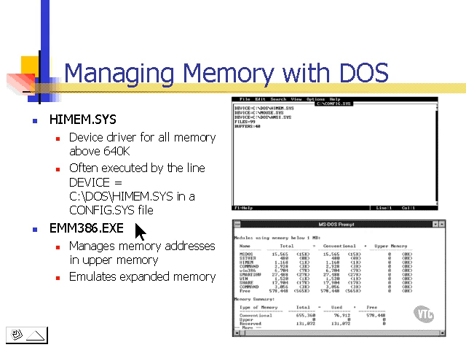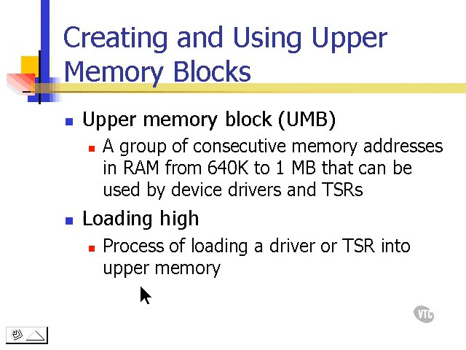emm386.exe is another file. It manages memory addresses in upper memory and also can be used to emulate expanded memory. So we have to free up some special memory spaces. This is called the upper memory block. The upper memory block is a group of consecutive memory addresses in RAM from the 640K to the 1 megabyte area. In other words, the upper memory area, but not the entire 384K of the upper memory area, just a space that is contiguous.